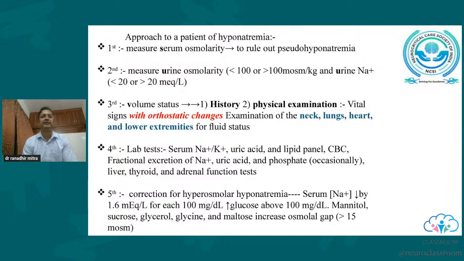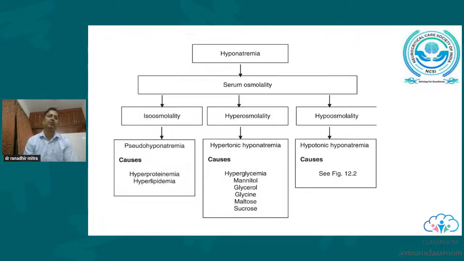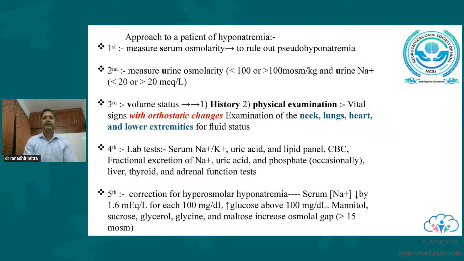So first we look at the ABCD. Next we look at the serum osmolarity to find out whether there is pseudohyponatremia or normo-osmolar hyponatremia. Then we'll look into urine osmolarity to find out whether urine is concentrated or not, and also at the urine sodium. Next, we'll look at the volume status. Then, along with that, we'll do other tests.